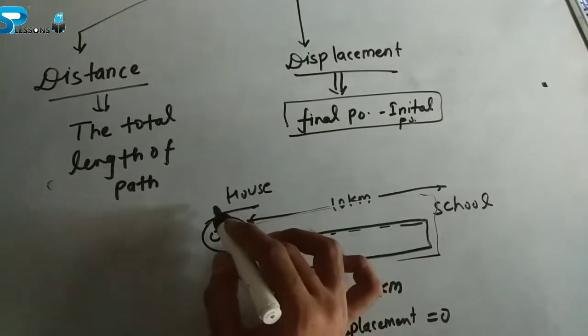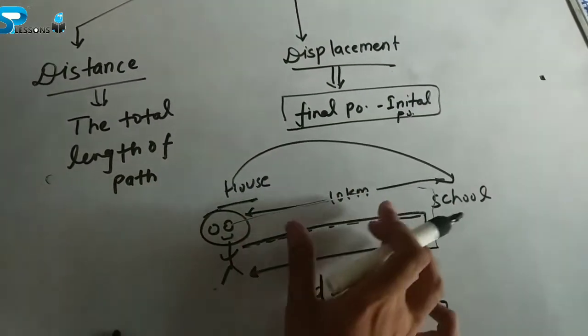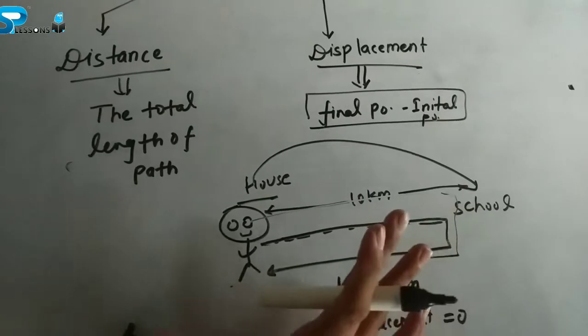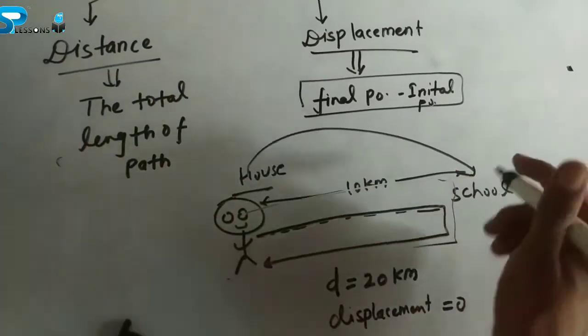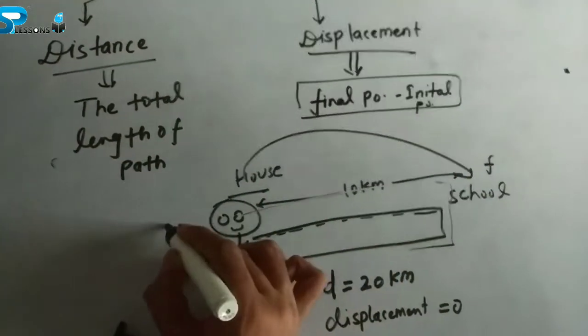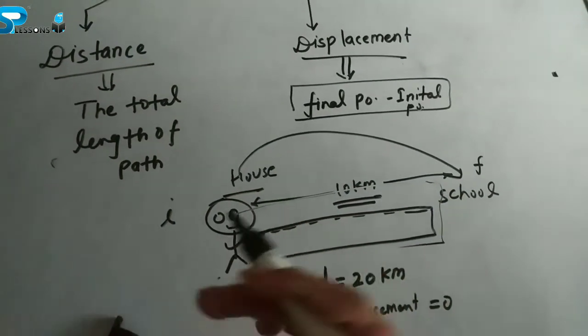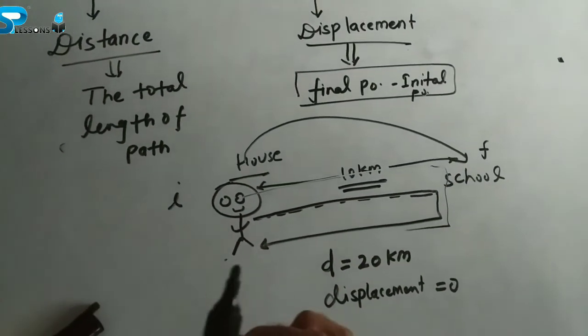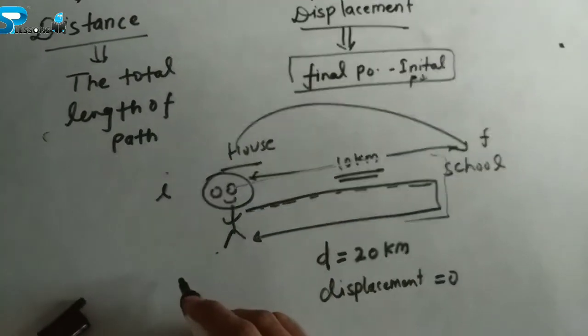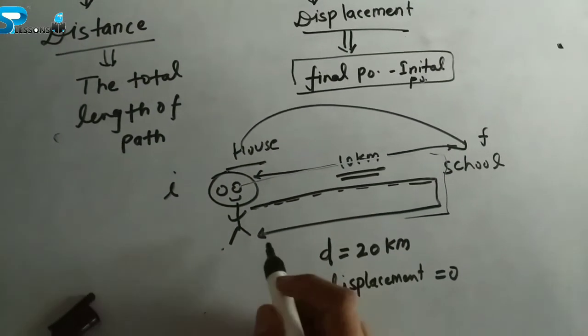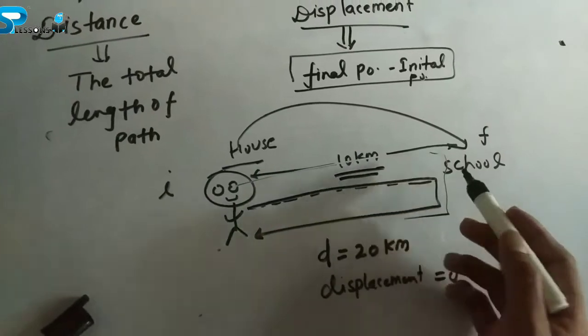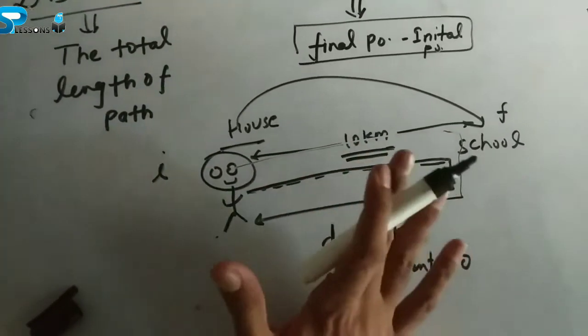When we go from house to school, the distance is 10 kilometer and the displacement is also 10 kilometer, because this is the final position and this is the initial position. The difference is 10 kilometer. So the distance and displacement are equal. But distance is never negative. Displacement can be 0, but distance is never 0.